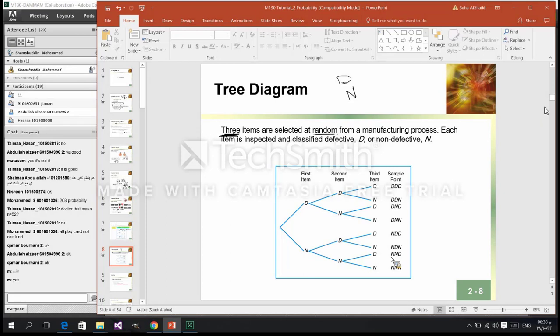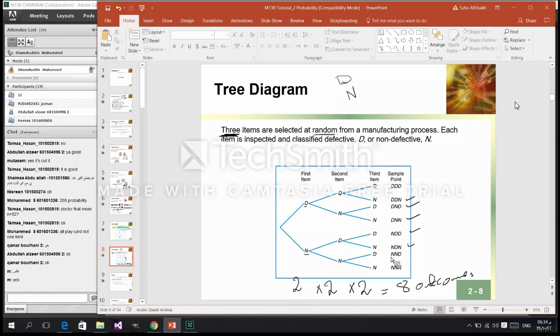If the first and second are defective, in the third item I will again have defective or non-defective. So there are two outcomes the second time and two outcomes the third time. The result is 8 outcomes in my sample space. As you can see, the sample space will be DDD, or DDN, or DND, or DNN, or NDD, NND, and so on. How many of them do we have?